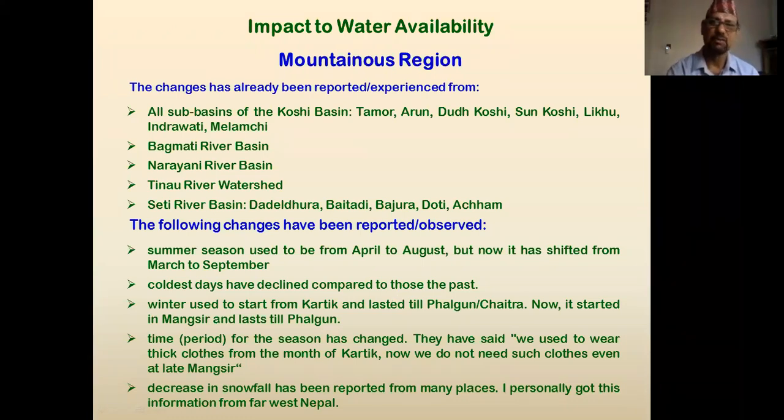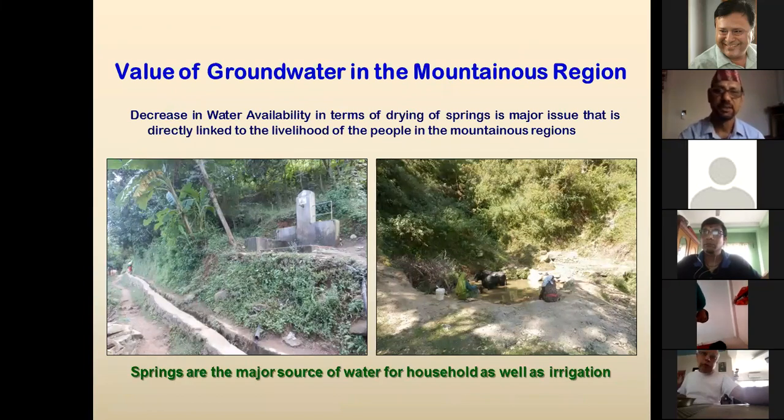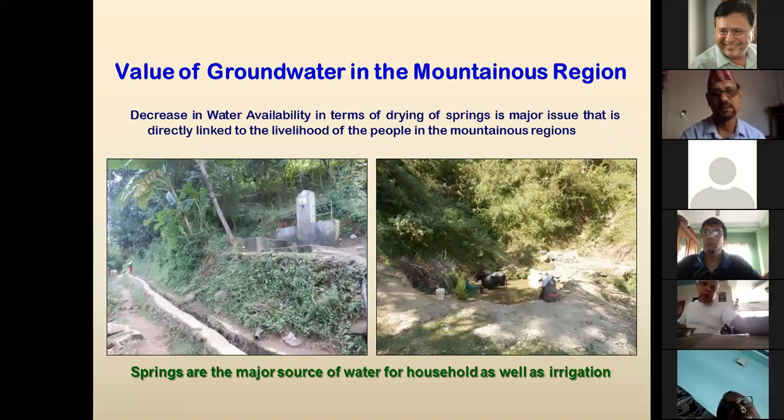Let us see how important groundwater is in the mountainous region. Much of our society has developed along the river bank only because there is easy water access. Likewise, in the mountainous region, settlements were distributed near water-available locations. It means the water is available mostly through springs in the mountainous region. So if there is a reduction in the spring discharge, then that will not meet the need of the mountain people, domestic need or irrigation water demand. It will not be fulfilled.